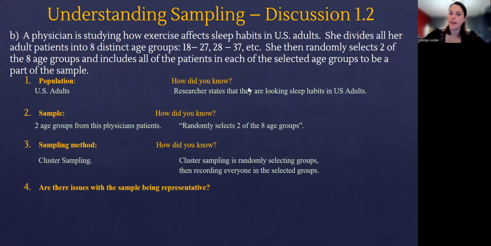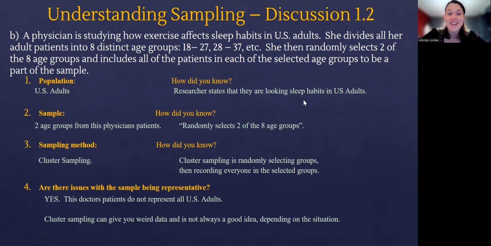Cluster sampling is randomly selecting groups and then recording everyone in the selected group. So she picked 2 of the age groups and asked everyone in those groups. That's cluster sampling. Are there issues with the sample being representative? Yes. This doctor's patients do not represent all US adults. This is convenience sampling. Not only that, but this way that she clustered them into age groups means that depending on which two clusters she picked, she could get some very strange non-representative data. So there's some weird stuff going on in this study that you would be like, I don't feel like I can trust your results.